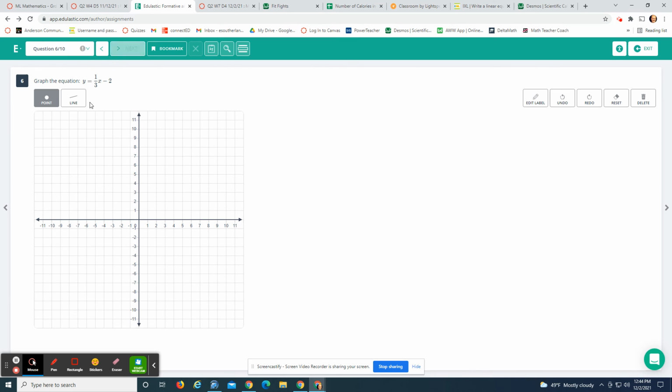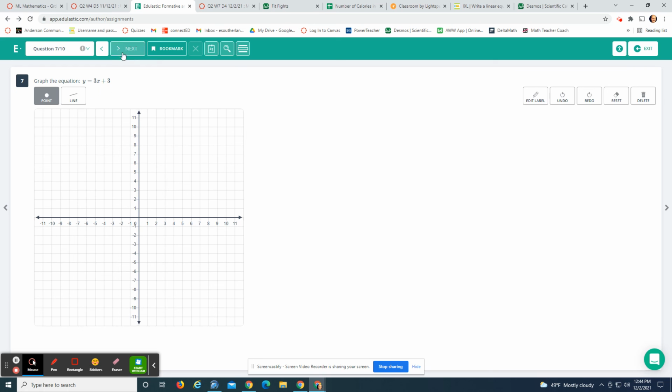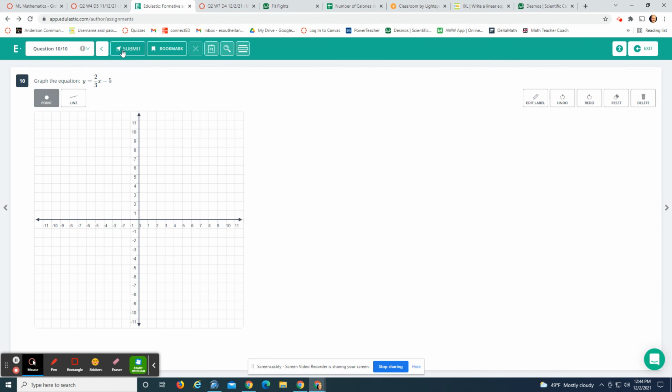On this one here, it wants you to graph it. So your first thing you're going to do is click line, start at negative 2, and then it says 1/3, so rise 1 and run 3, and it should graph the line for you. And then you're going to do the same thing, graph the line, which is things that we've practiced on IXL and stuff. And then when you're done, you're going to click submit.